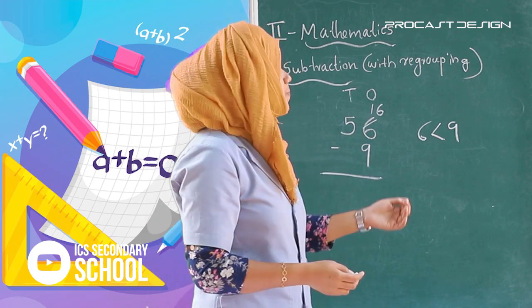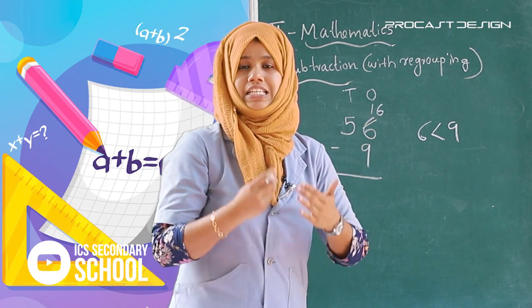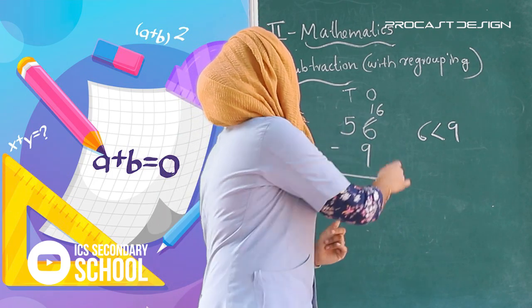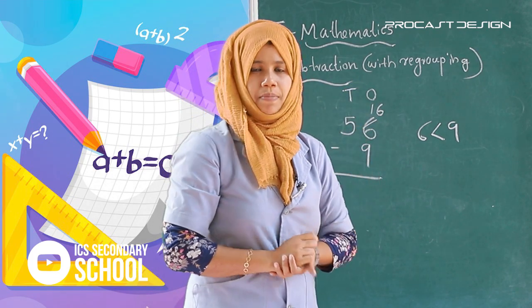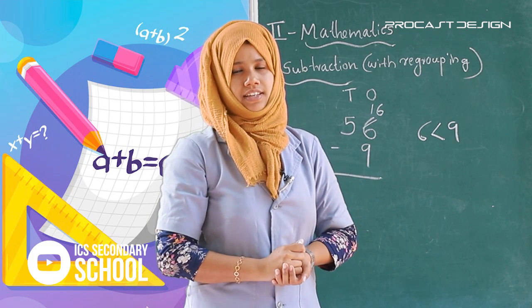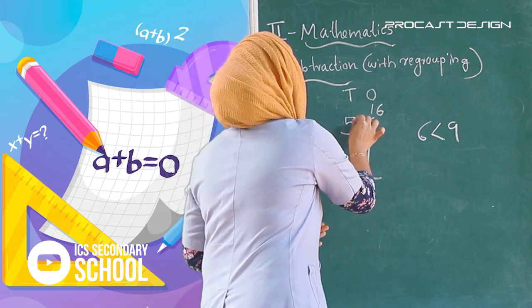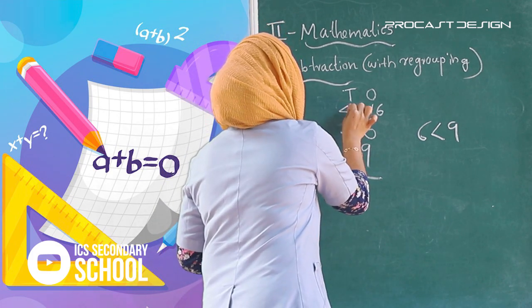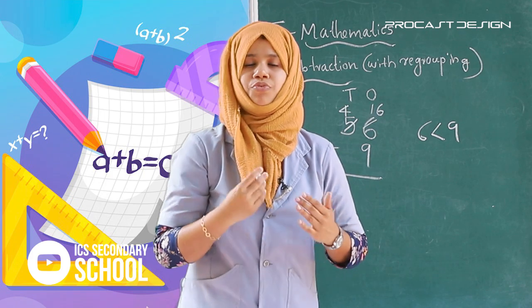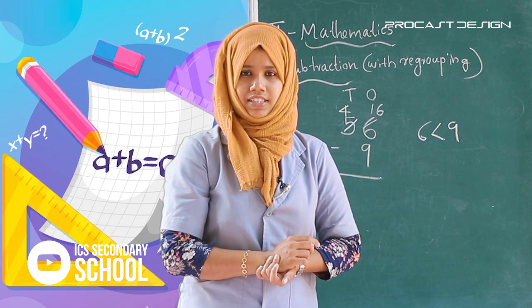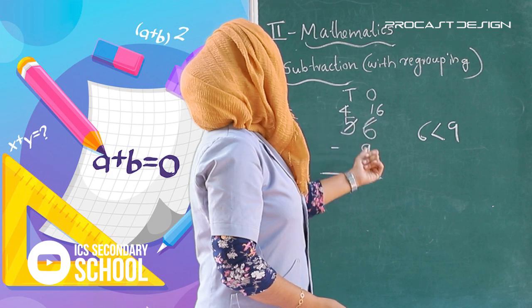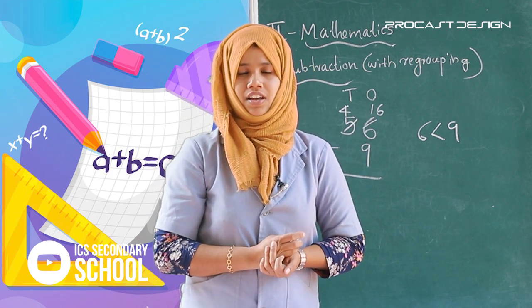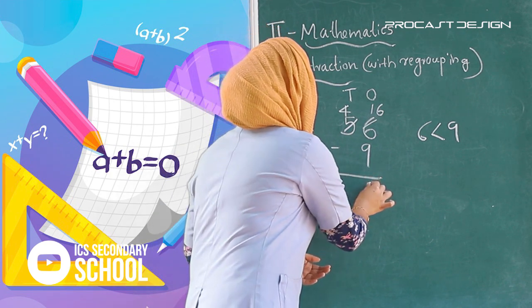So, all of you listen here. We cannot subtract 9 from 6. So what will we do? We borrow 1 ten from the tens column and 6 becomes 16. Here the tens decreases and it becomes 4. Is it clear? So, 16 minus 9 is 7.